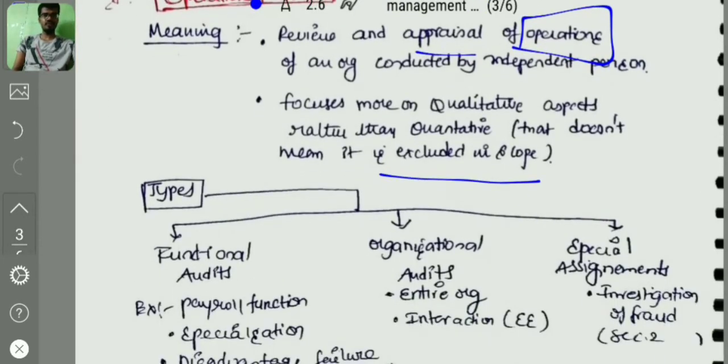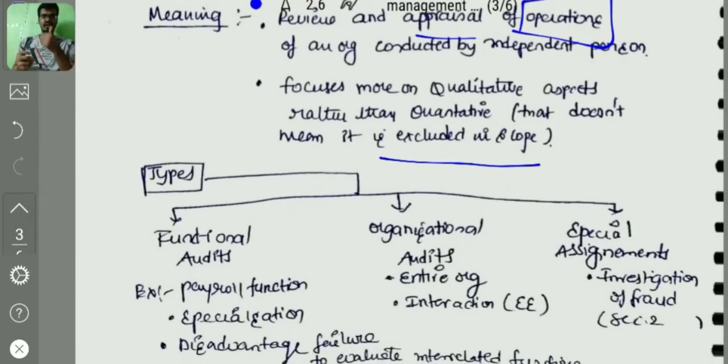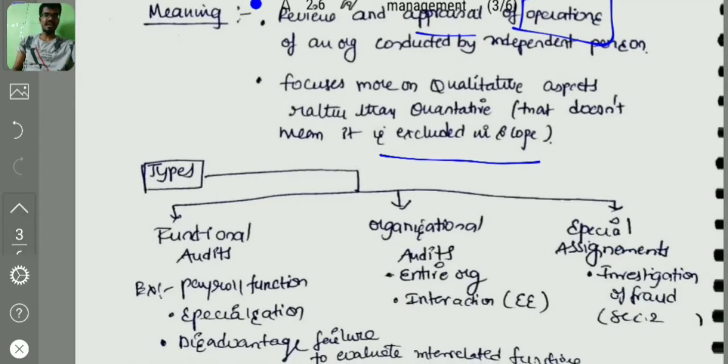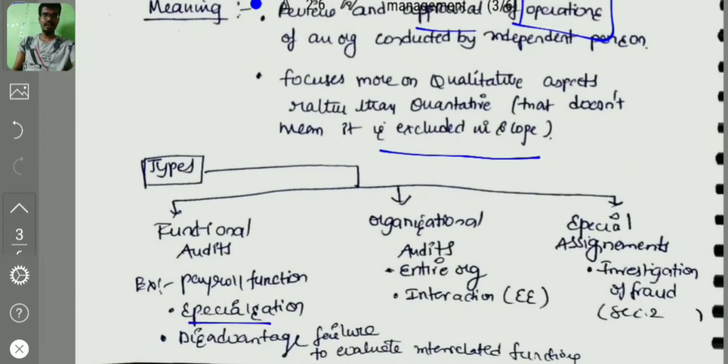And coming to the types of operational audit. What are the types of operational audit? Functional audit, organizational audit, special assignment. Functional audit means the particular department audit we will do. With that, we will get some specialization, right? Specialization will be obtained.